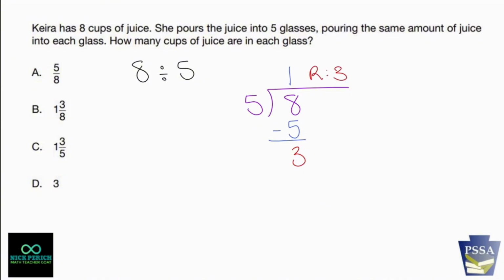Now, how do I turn this into a fraction? The quotient that we get is going to be the whole number in your mixed number. The remainder that we get becomes the numerator, and the denominator is what we divided into in the first place. So that becomes over 5. So how many cups of juice are in each glass? 1 3/5 of a cup of juice. And that becomes C.